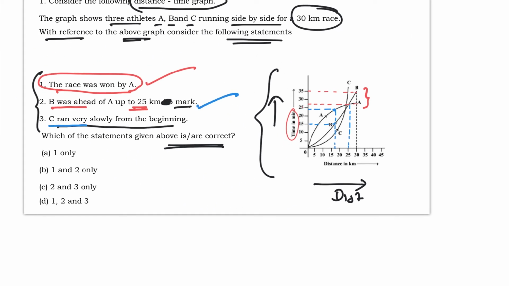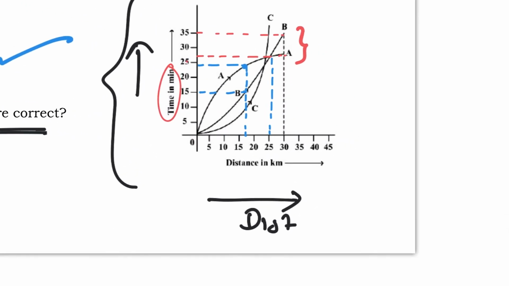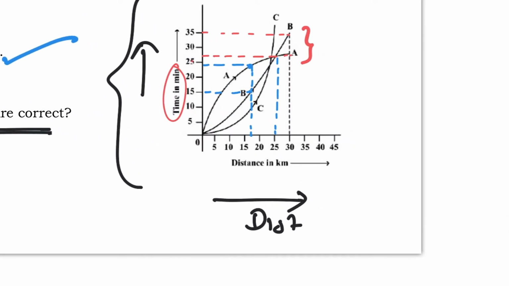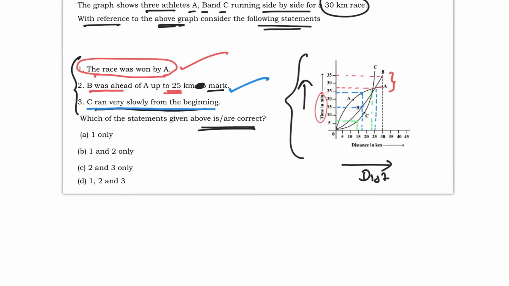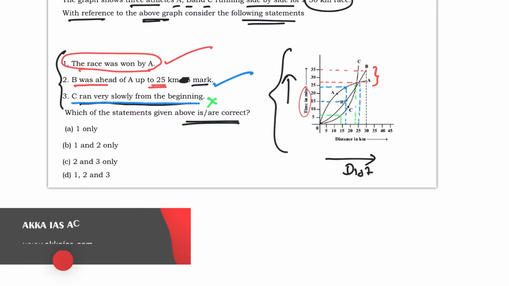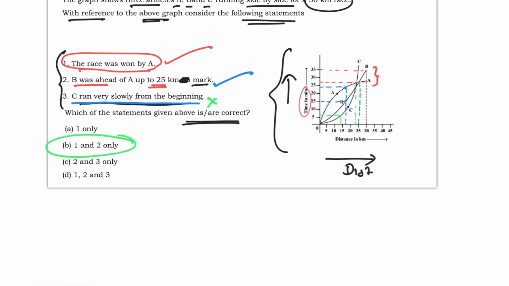Okay, so C ran very slowly from the beginning, so we need to compare C here. See here, C ran very slowly from the beginning. Okay, see, if I draw a reference line here, for C to complete 15 kilometers of the journey, he was taking around 6 minutes. Okay, so the statement that C ran very slowly from the beginning doesn't hold good here, friends. Okay, C actually ran very fast from the beginning. After around 24 kilometers, his speed declined drastically, my friends. So that statement is wrong, my dear friends. Okay, so option B, 1 and 2 only, is the correct option, my dear friends.